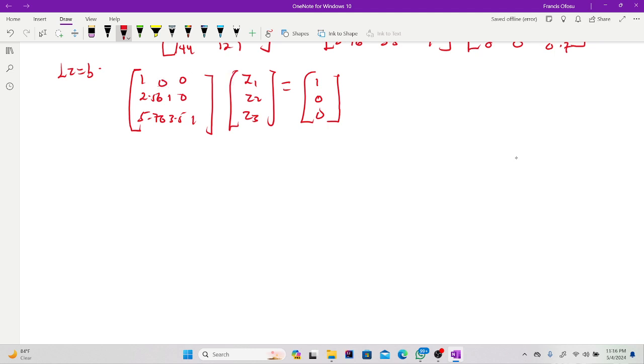So 1 times Z1 is what? 1. So Z1 is simply equal to 1. Then I have 2.56 times Z1 plus Z2 is equal to 0. I know my Z1 to be 1, so my Z2 obviously is equal to negative 2.56. Then finally, my last row, 5.76 Z1.